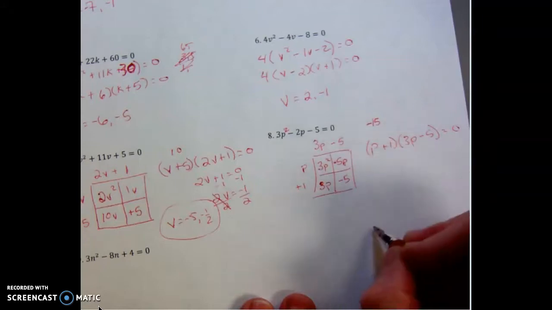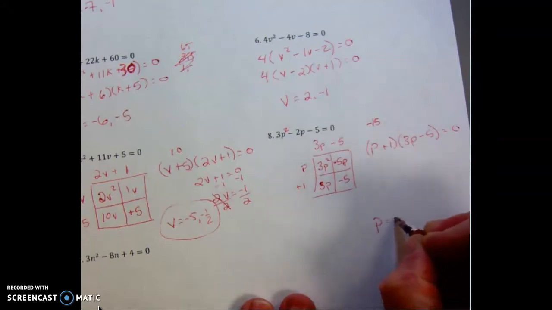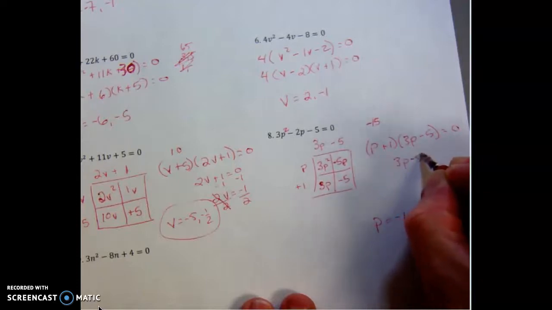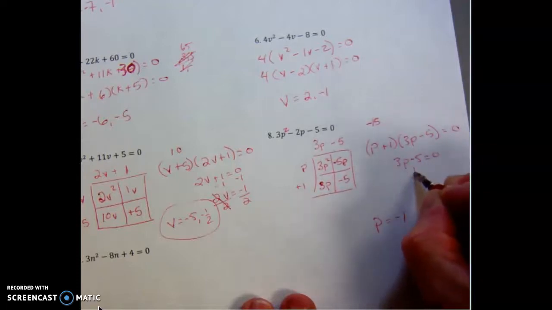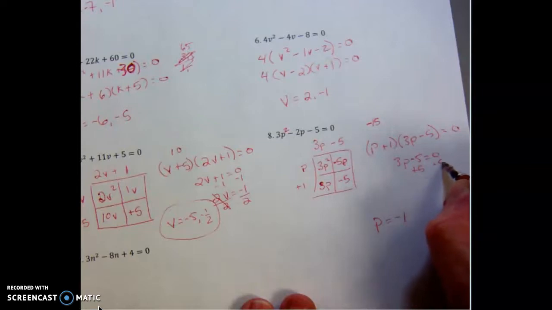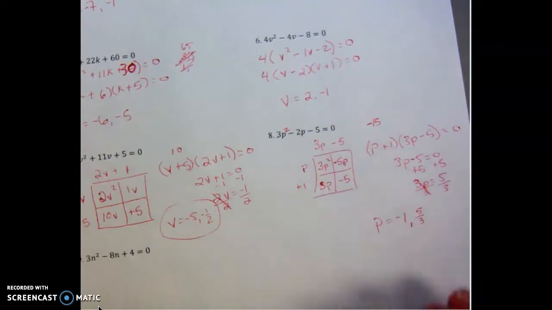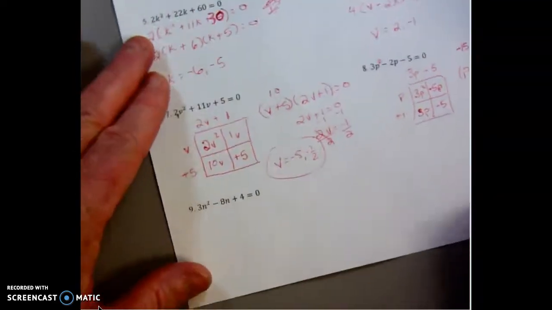So the p plus 1, that's pretty easy. That's p equals negative 1. This 3p minus 5 is a little tougher. I've got to work that out, so I'm going to add 5 to both sides. 3p equals 5, so divide by 3. P's by itself, I got 5/3. All right, last one we're going to do together here.